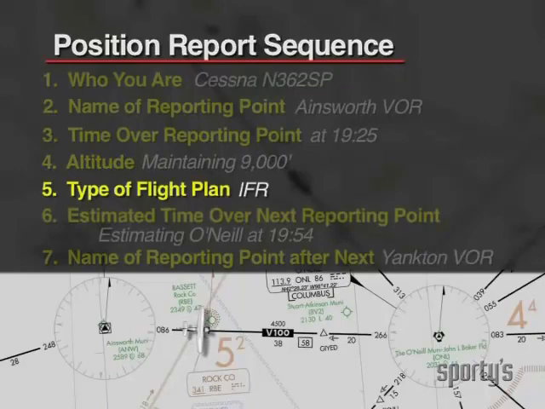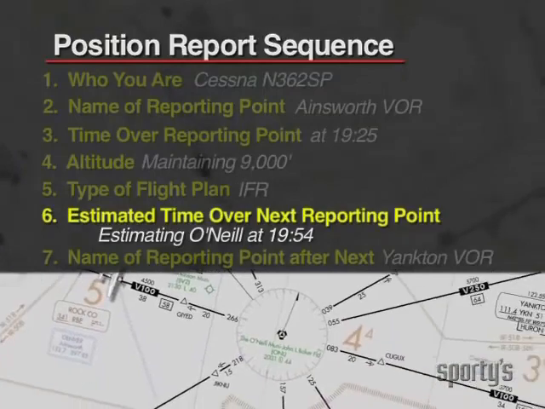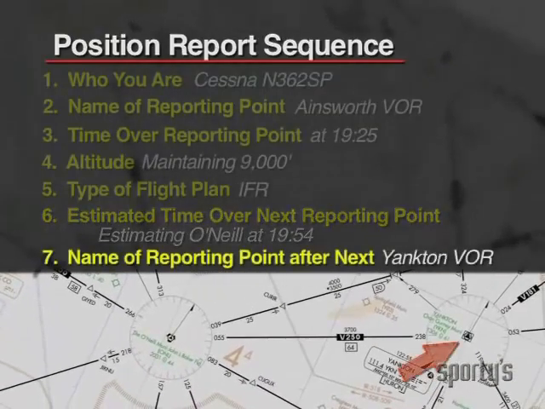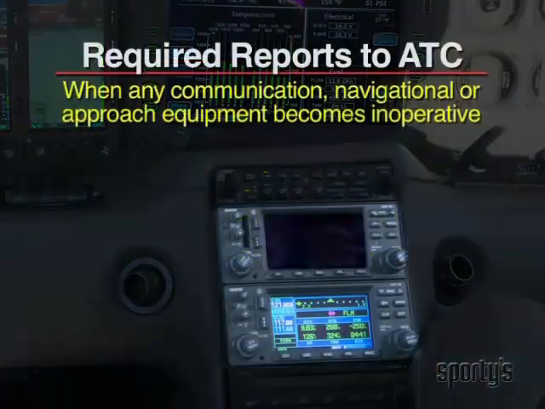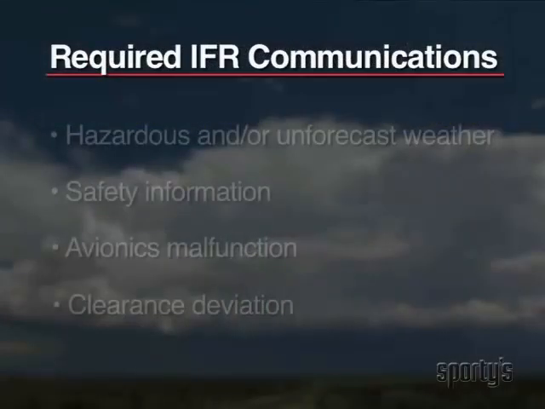The type of flight plan is omitted when reporting to approach controls or centers. To enable the controller to plan for possible conflicts, the next item is the estimated time over the next compulsory reporting point, and last, as a running check, the name of the reporting point after the one for which the estimate was made. If any item of communications, navigational, or approach equipment becomes inoperative, the controller should be told. In this report, the pilot should tell the controller the degree of impairment and the nature of any assistance desired from air traffic control.